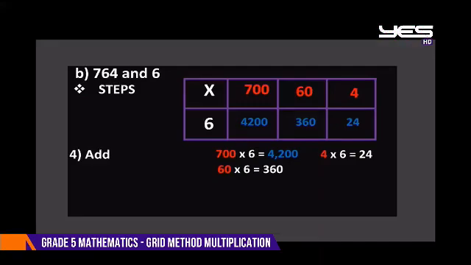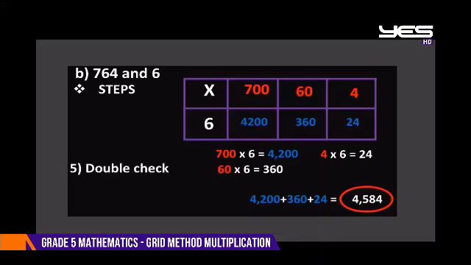Now the next step is, what is the next step? You have to add the answers that you have got. So you need to add 4,200, 360 and 24. So 4,200 plus 360 plus 24 is equal to 4,584. So when 764 is multiplied by 6, our product is how much? 4,584. Then you need to double check your answers always, okay?